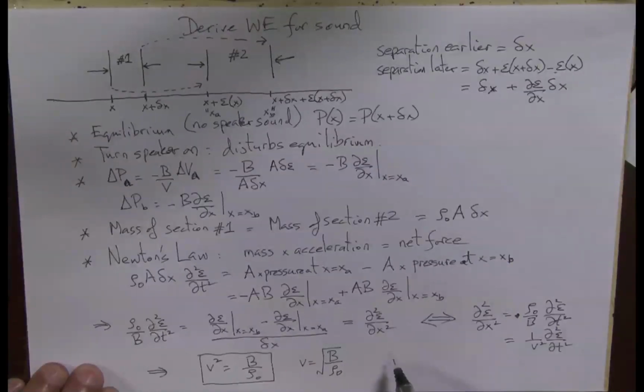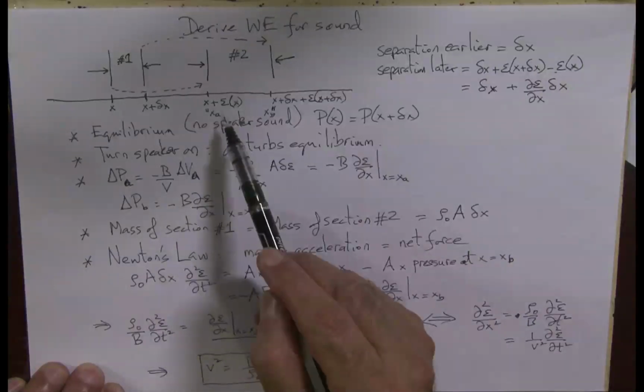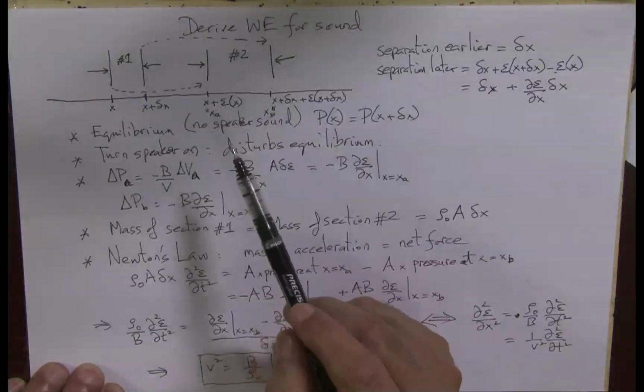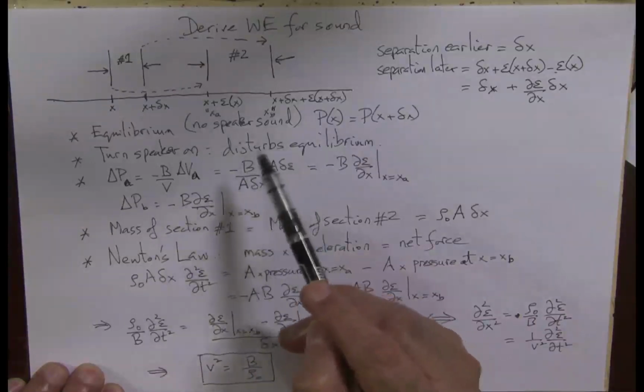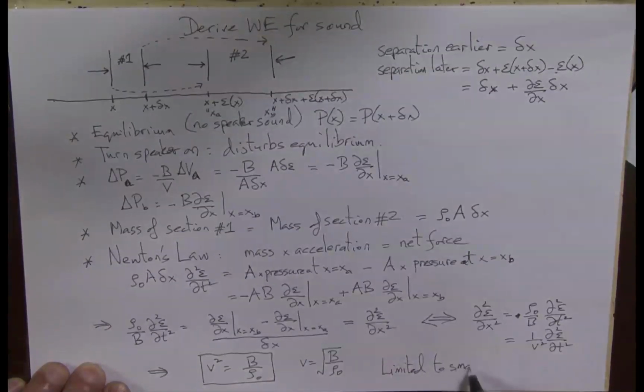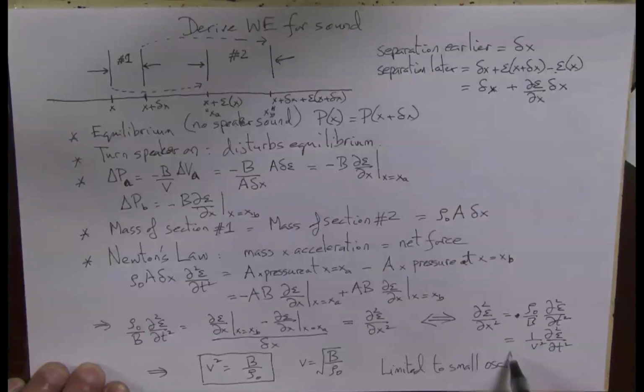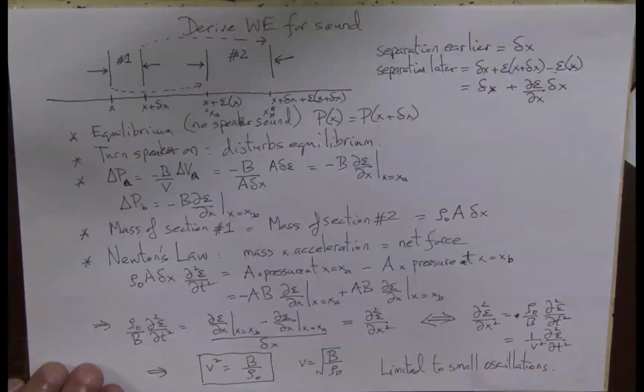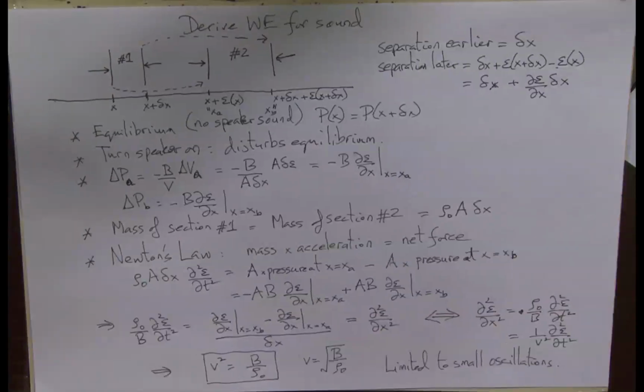Now notice finally that we have used, in deriving this wave equation, the assumption that epsilon is small. And so this is for small amplitude oscillations only. So this is limited to small oscillations. What happens when you have large oscillations? When the pressure changes hugely, then you can have what is called a shock wave. Okay, that's all for now.